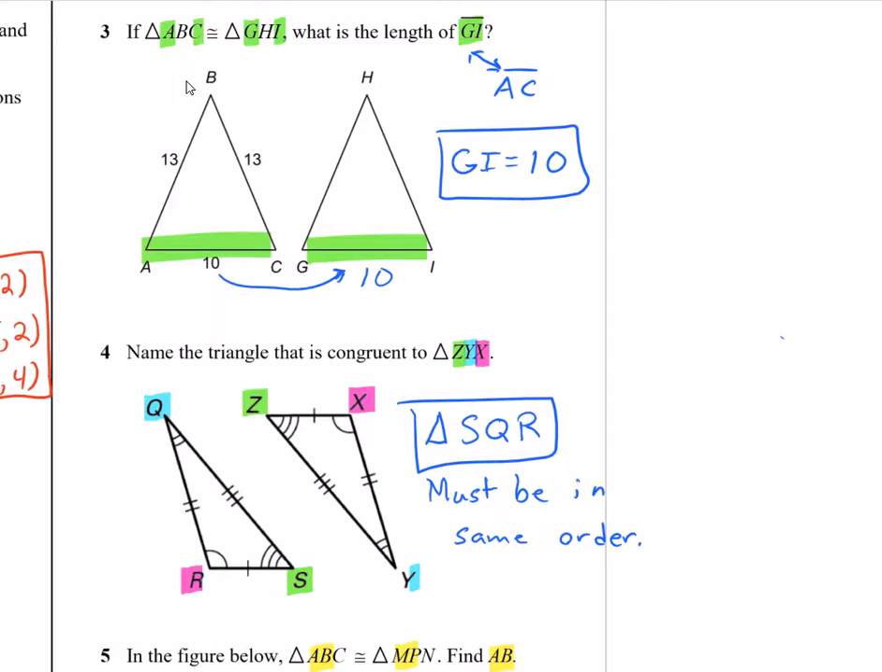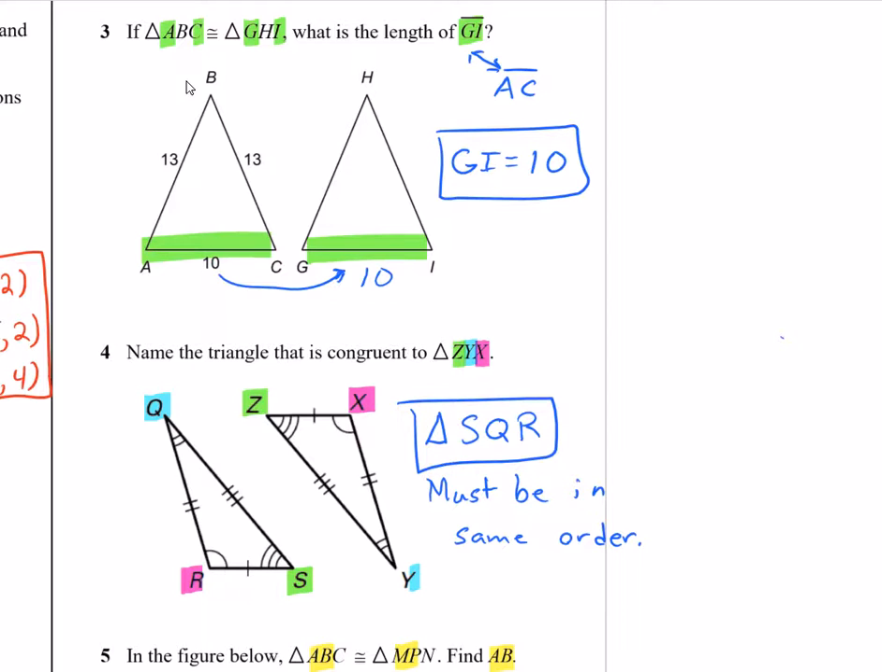So we have to match it with the first and the third letter again, which happens to be AC. So if we look at AC on the triangle, we have it being the length of 10. That maps to the same thing, GI, so that would also be 10. So your answer for GI would be 10. Now, we can do the same thing with number 4.